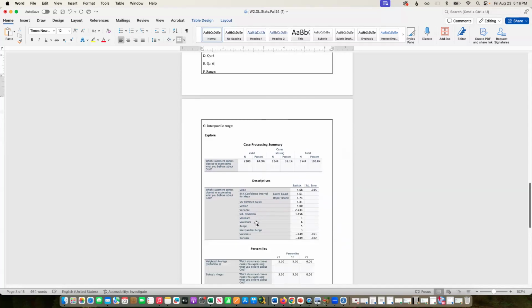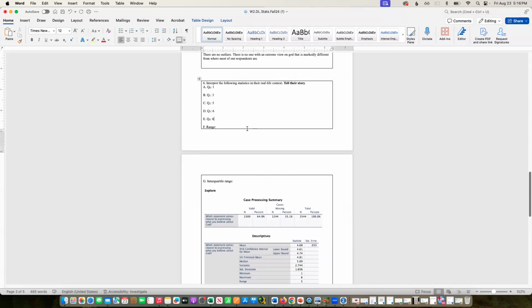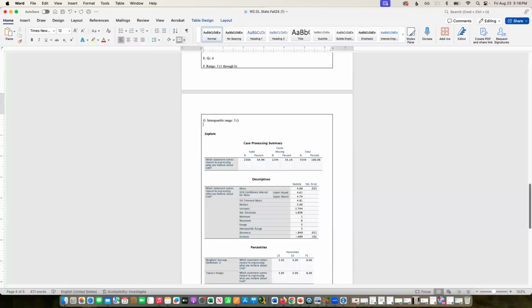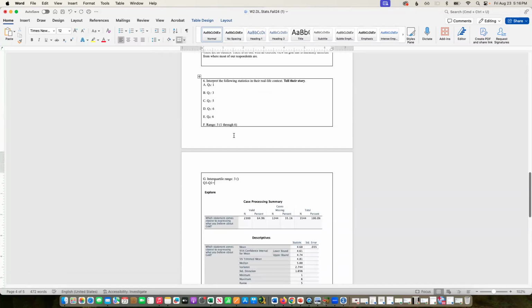My range is Q4 minus Q0, that's 5. We can see that's the 6 minus 1. So it went from 1 through 6. And my interquartile range is 3. And if I didn't have that, I could do Q3 minus Q1, which is 6 minus 3. So this goes from 3 through 6.